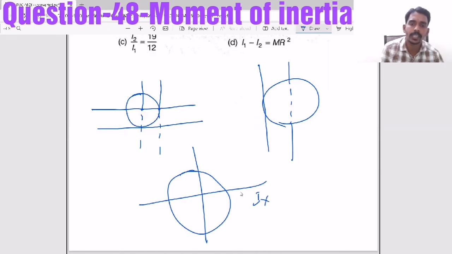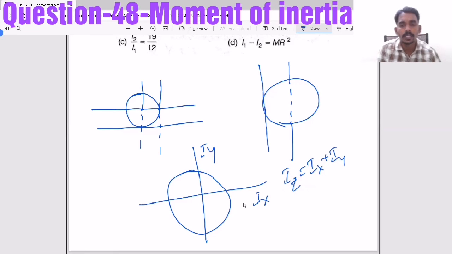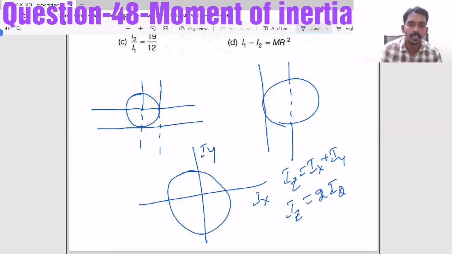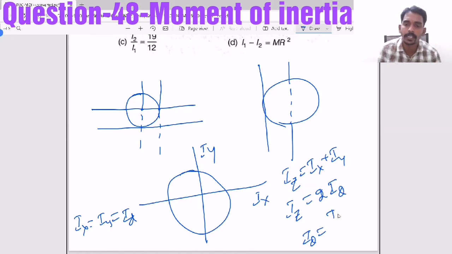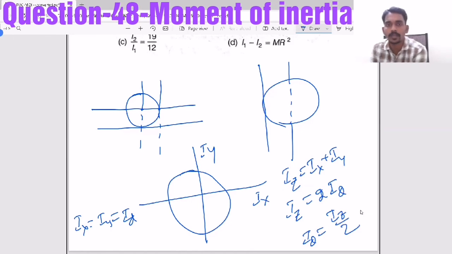Just like I will tell you, if this is a disc, now about the diameter we have to find the moment of inertia. This is like the x-axis, this is like the y-axis. Now about the z-axis it will become Ix plus Iy. But whether you take the x-axis or y-axis, both are diameters only. So Iz will become 2 times I diameter, because here Ix and Iy are both the same as the diameter. So the moment of inertia about any diameter is half of the moment of inertia about the central axis.